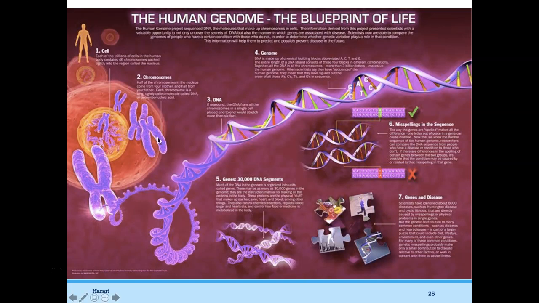So we know that each cell contains 46 chromosomes. If we were to unwrap the chromosomes, we would see a DNA double helix. The DNA double helix consists of a sugar phosphate backbone and letters, which represent the nitrogenous bases A, T, C, and G. Together, the DNA in the chromosomes, which are more than 3 billion letters, make up the human genome.